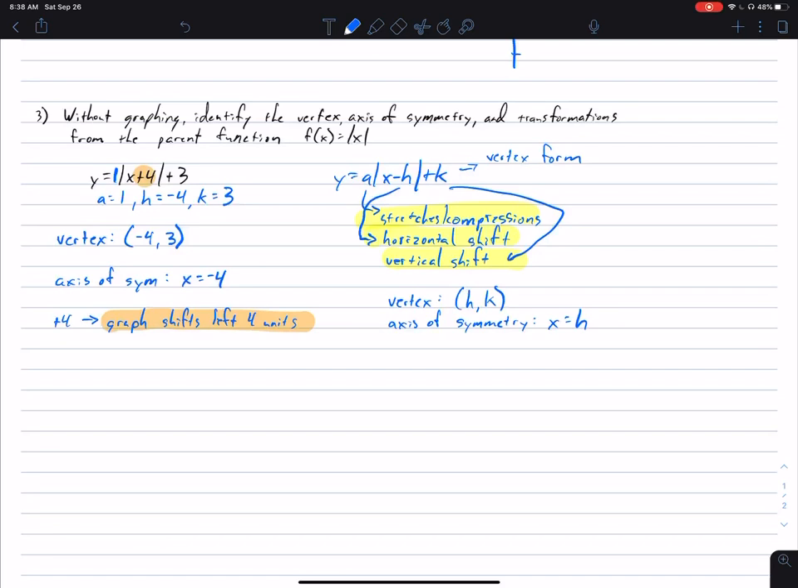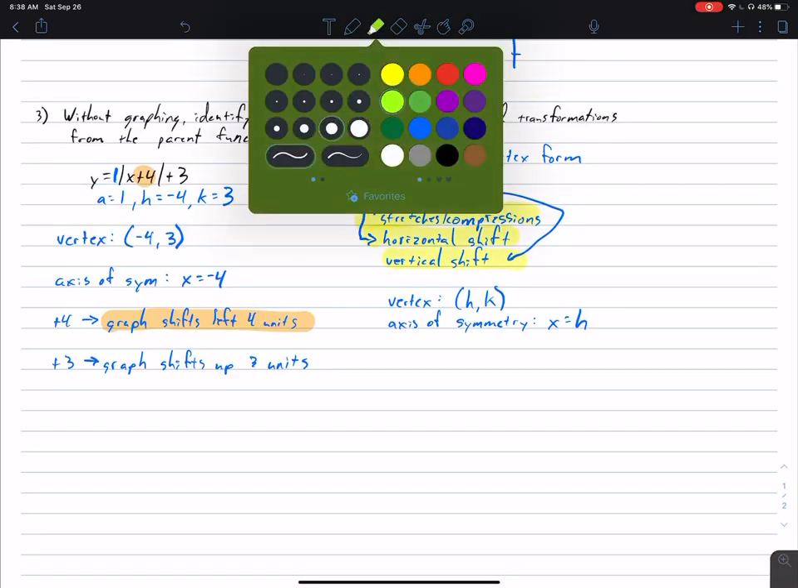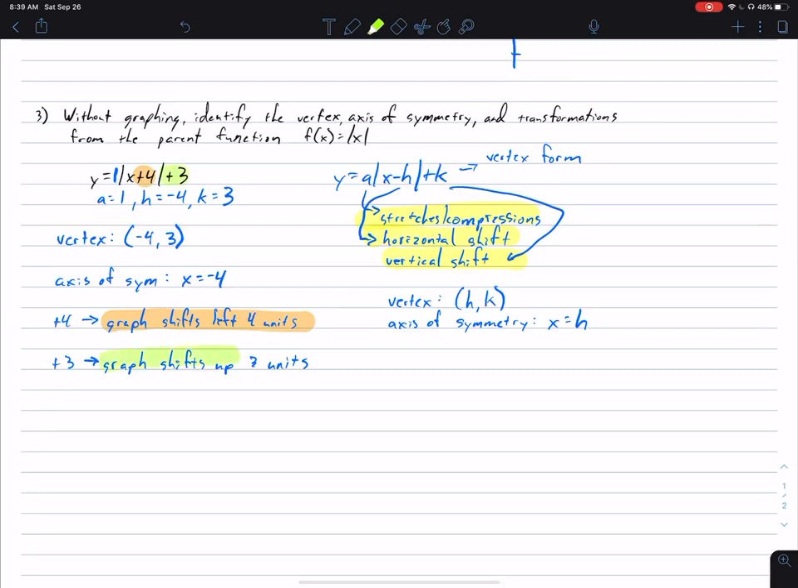So that plus 4 tells us that's going to shift left. The plus 3, that's my vertical shift up or down. That's completely direct. It's exactly as it appears. So a plus 3 means the graph shifts up 3 units. All right, so that plus 3 tells me that the graph shifts up 3 units. Now they're not asking me to draw this graph, but I'm going to draw a quick sketch of this just to reinforce a couple things.